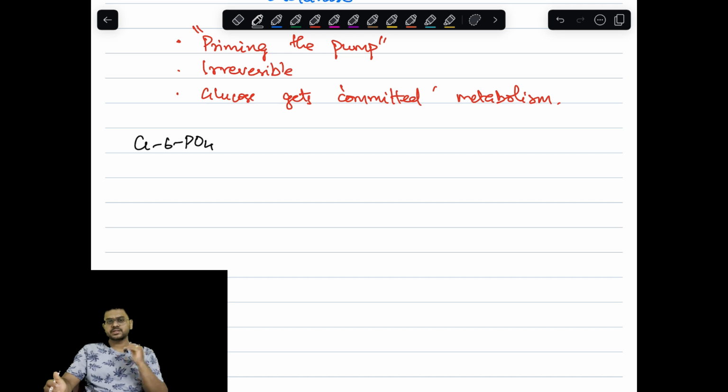Otherwise, what happens? Glucose enters the cell through a glucose transporter, and it is by a facilitated diffusion process. Now what will happen is that if the concentration is high enough inside the cell, it will start transporting the same glucose outside. So if you want to trap the glucose inside the cell, you have to phosphorylate it. So that is the first thing.